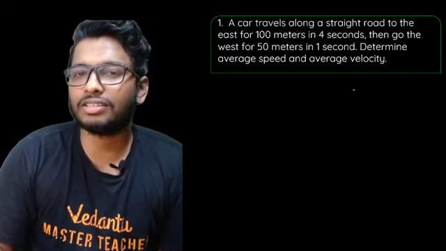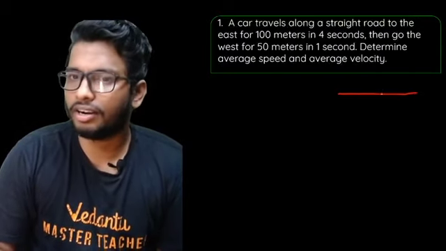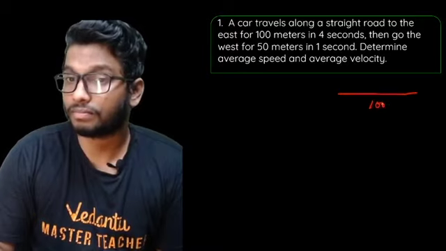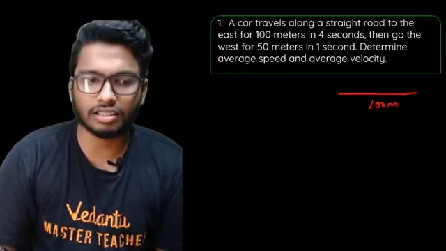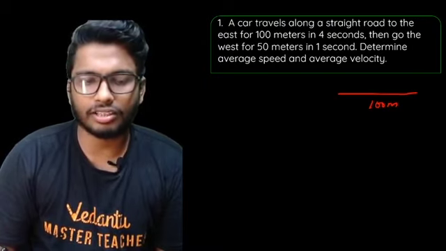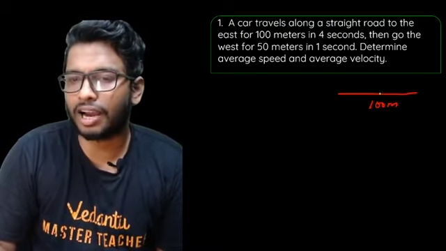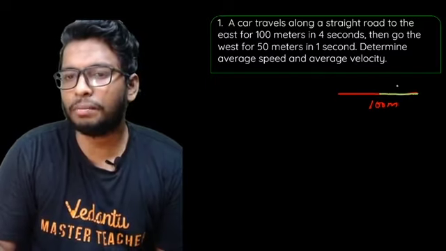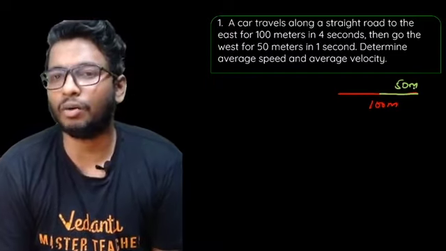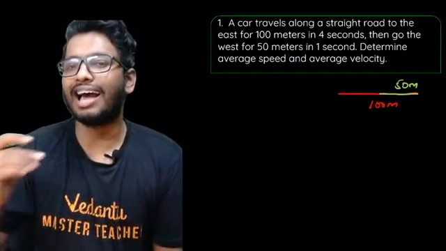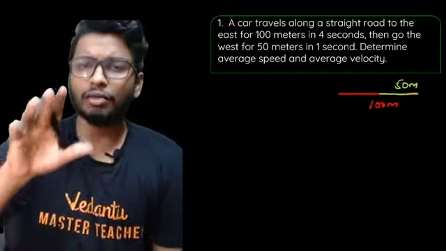So a car travels along a straight road for 100 meters first. Awesome. Now he travels backwards again, 50 meters. So I'm supposed to find out the average speed as well as the average velocity. So let's start with average speed.